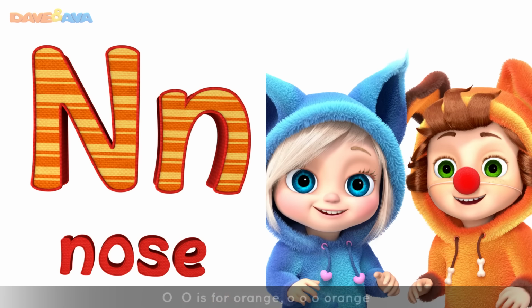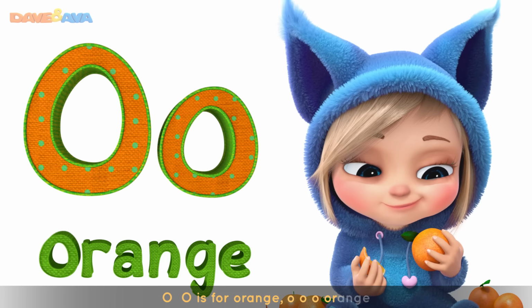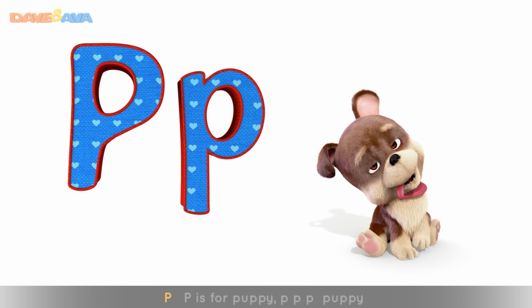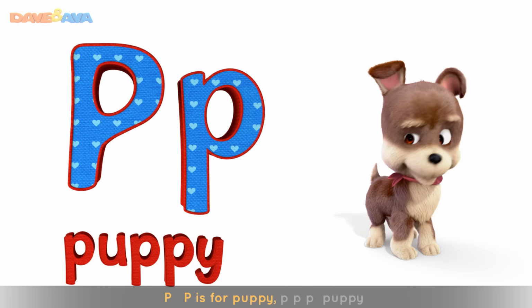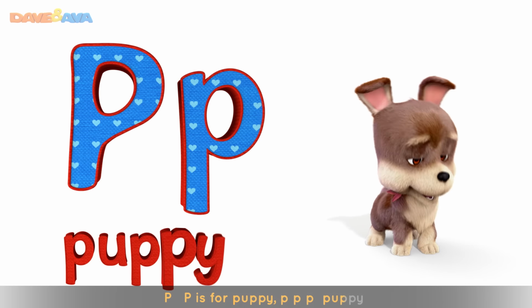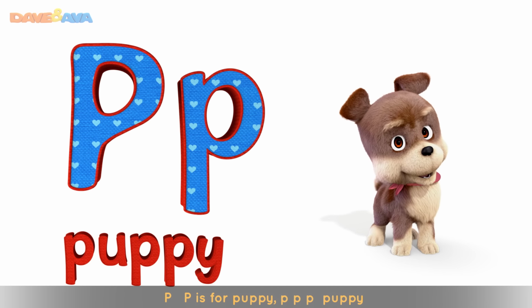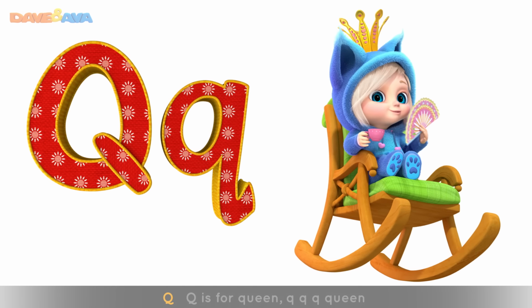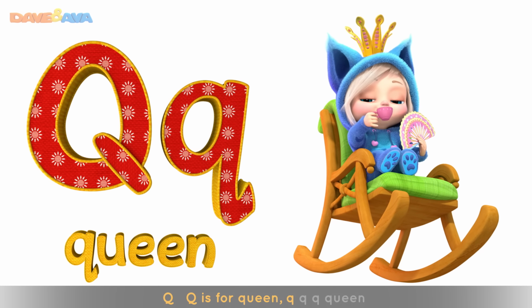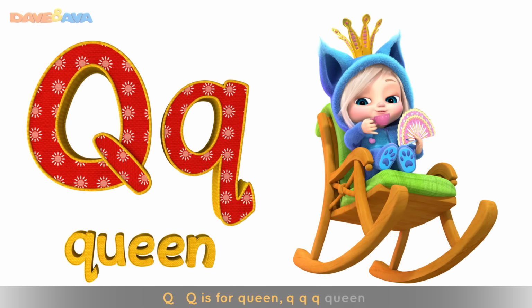O. O is for orange. O, O, O, orange. P. P is for puppy. P, P, P, puppy. Q. Q is for queen. Qu, qu, qu, queen.